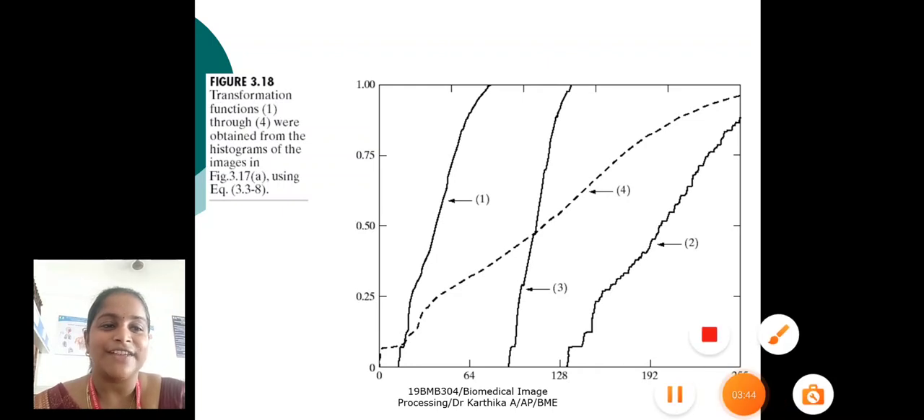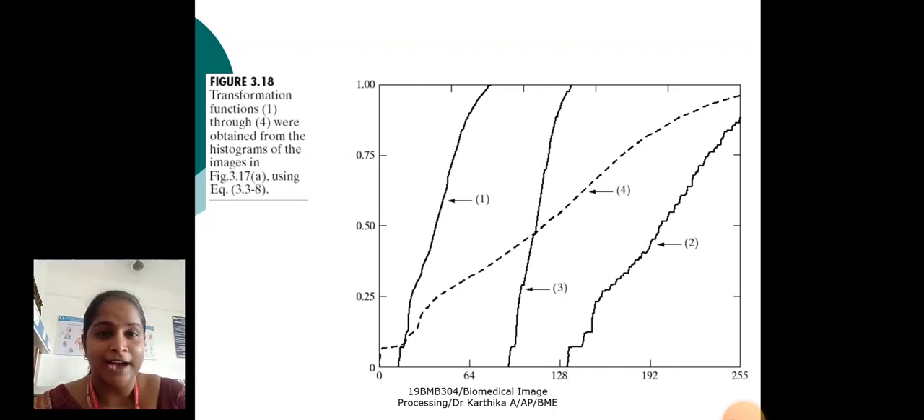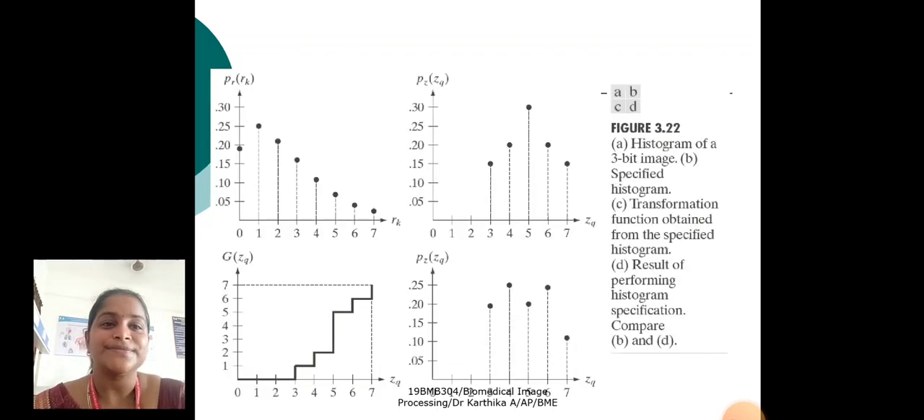Next we have transformation functions, which are obtained from histograms of images. These curves denote the dark, light, high contrast and low contrast images. The first one in this diagram shows a histogram of a 3-bit image. The second one is a specified histogram. The third one is the transformation function obtained from the specified histogram and the result of performing histogram specification, which is compared with B and D also.